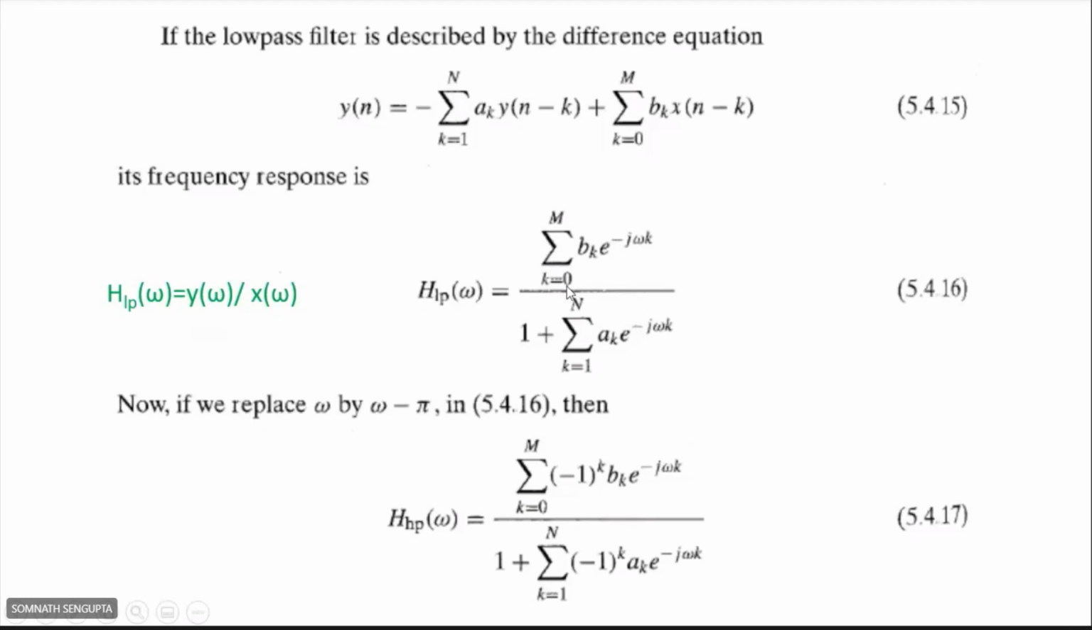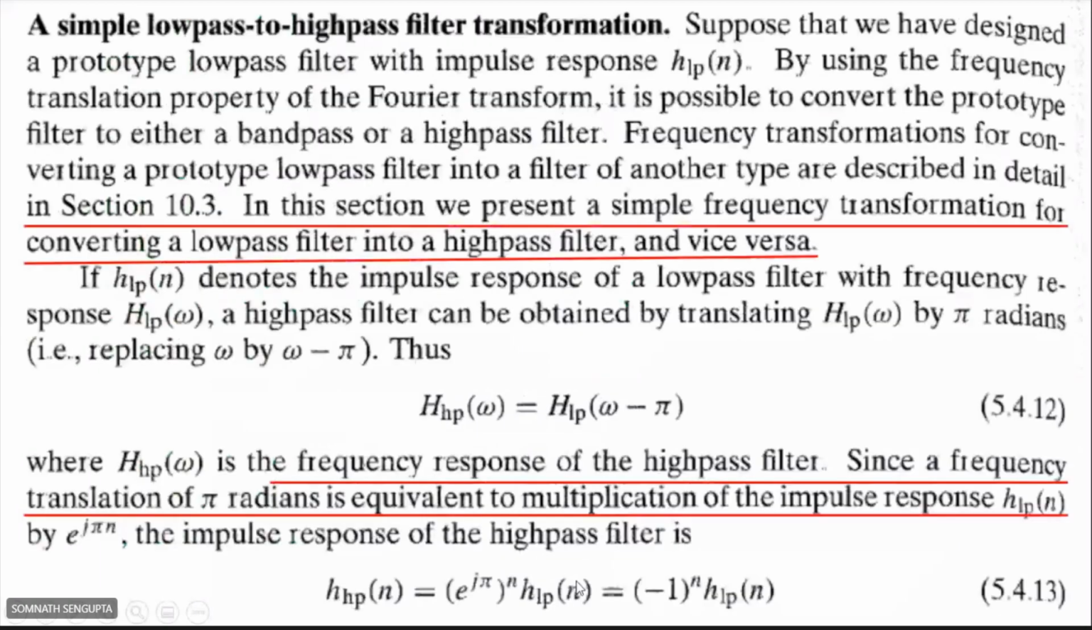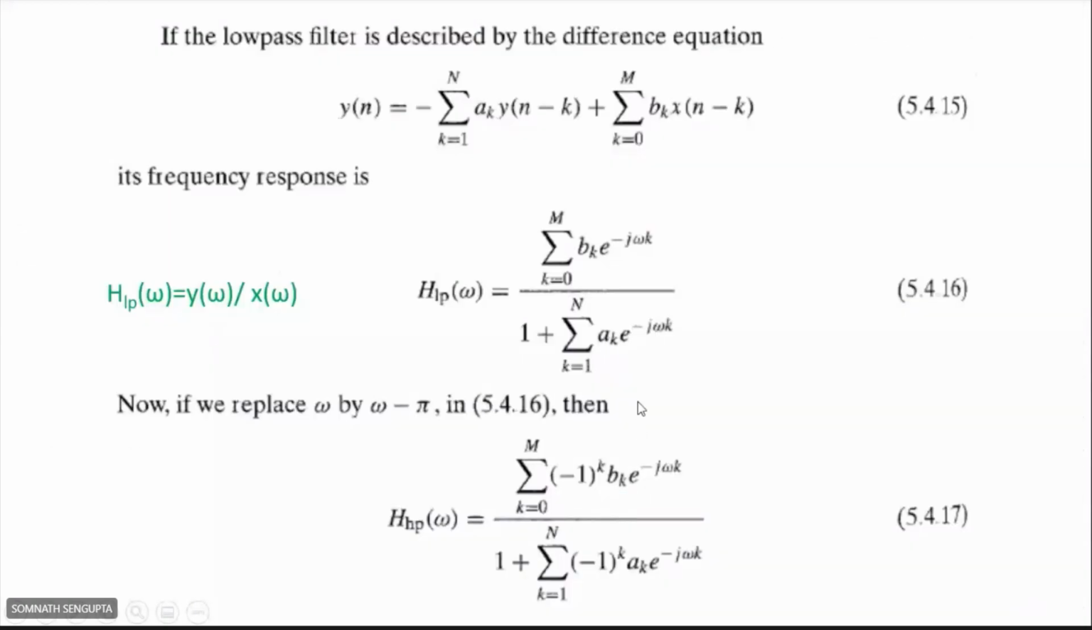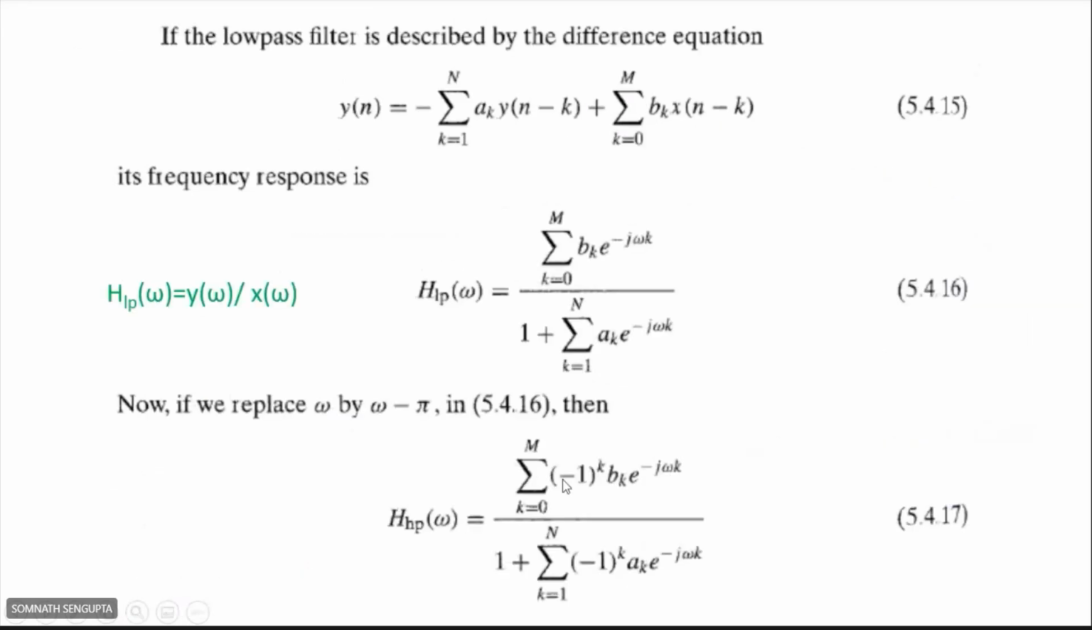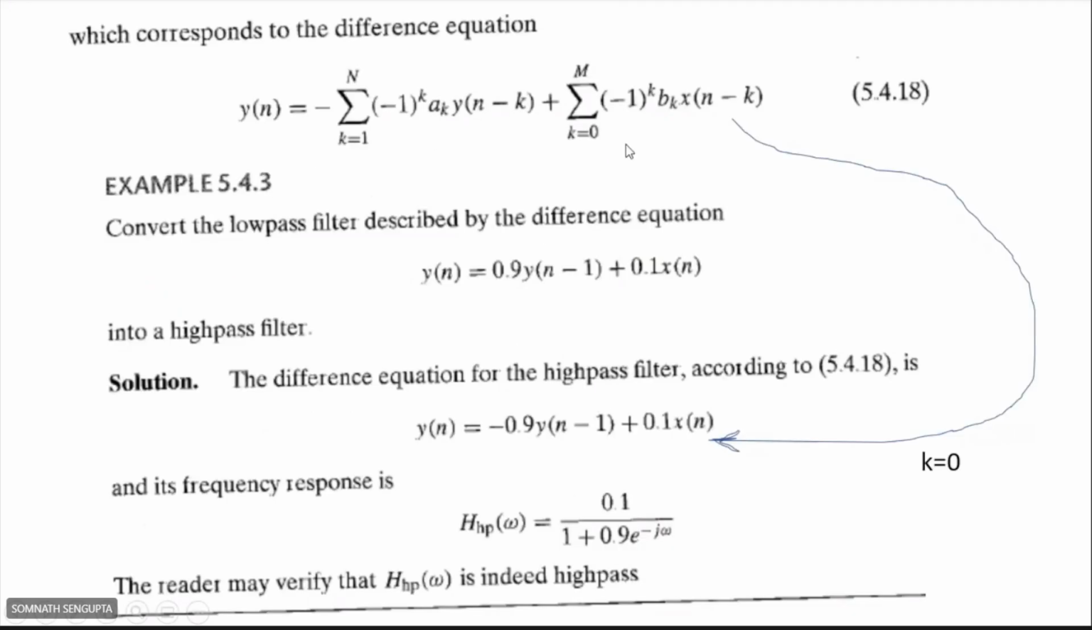In this equation, if you replace omega by omega minus pi, we simply multiply according to this relation by -1 to the power k, each term. So we get this expression, it becomes a high pass filter, which corresponds to this difference equation. We just invert the inverse Z transform or inverse Fourier transform, and we get this difference equation. Now we have described this with a low pass filter.